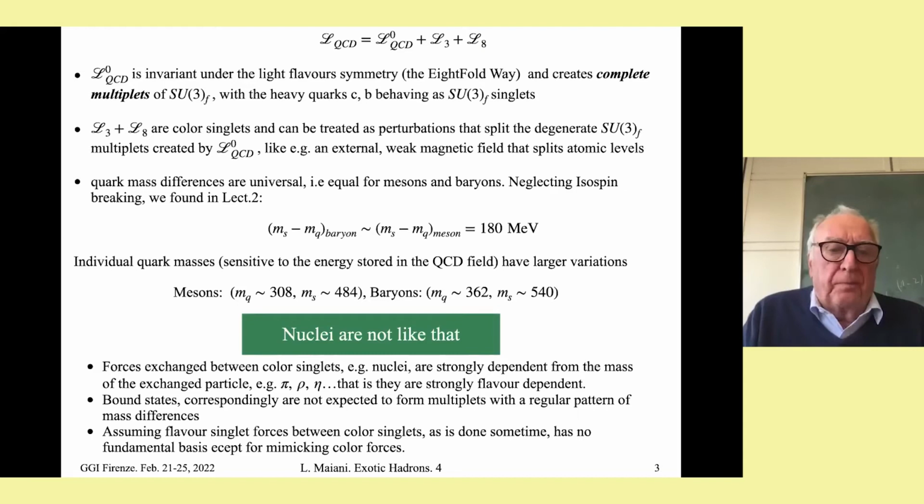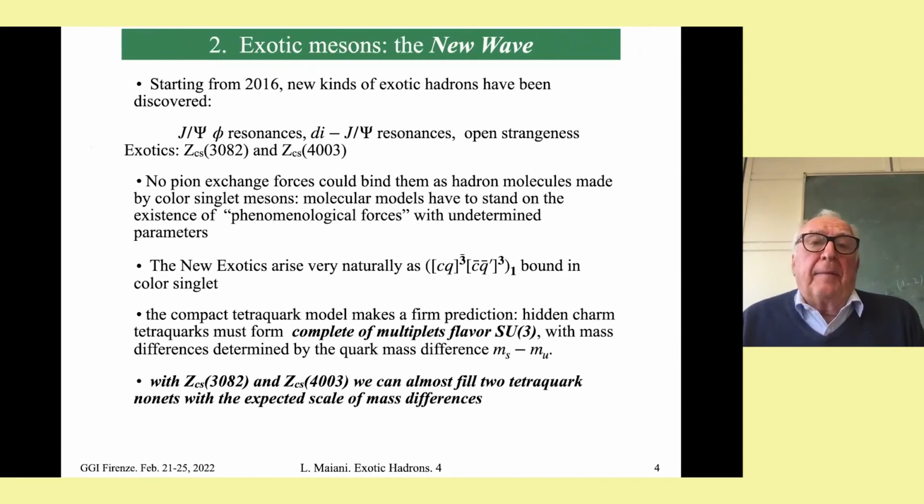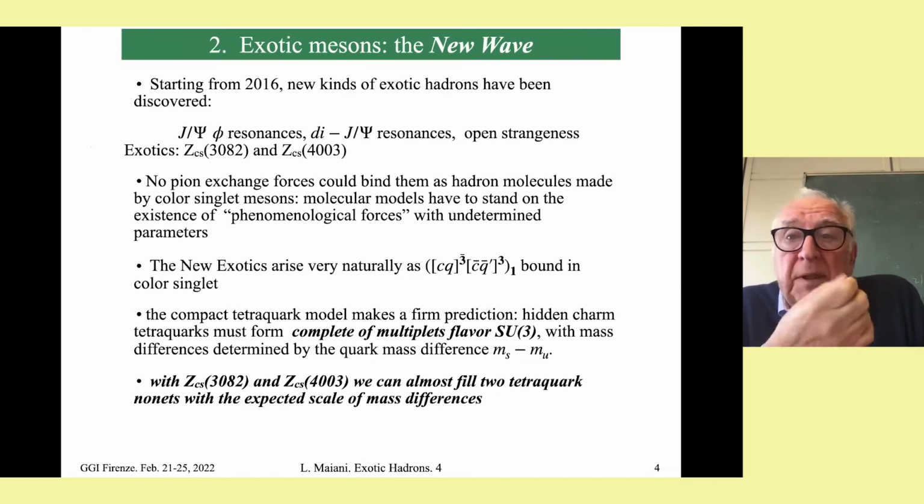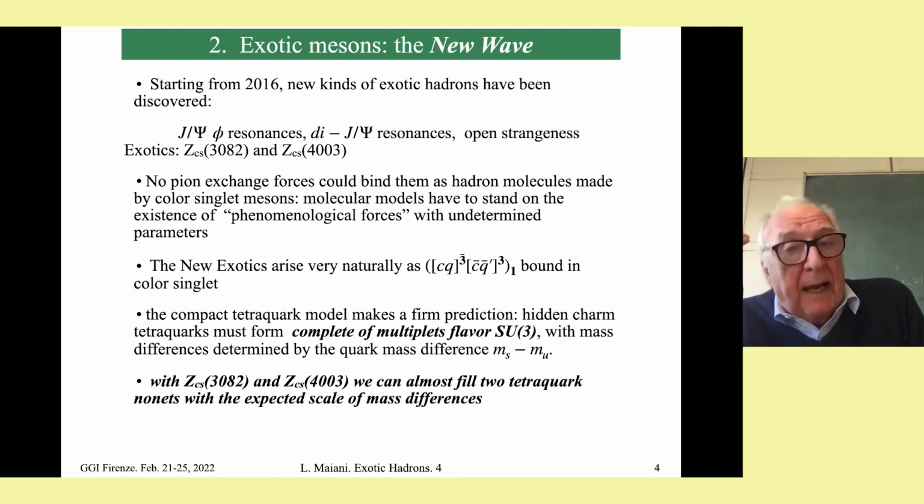Okay. So this was an introduction, and in fact, exotic mesons have been found. That I call the new wave, starting from 2016, we have seen that J/psi phi resonances have been found, which cannot be described as molecules due to pion exchange. And then D J/psi resonances have been discovered, which I will discuss in the second part of this talk.